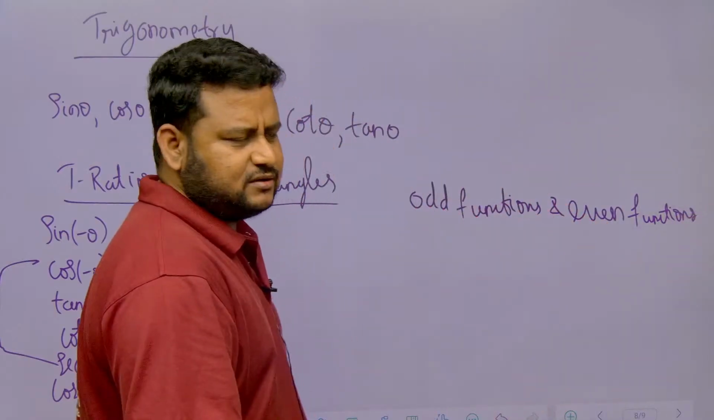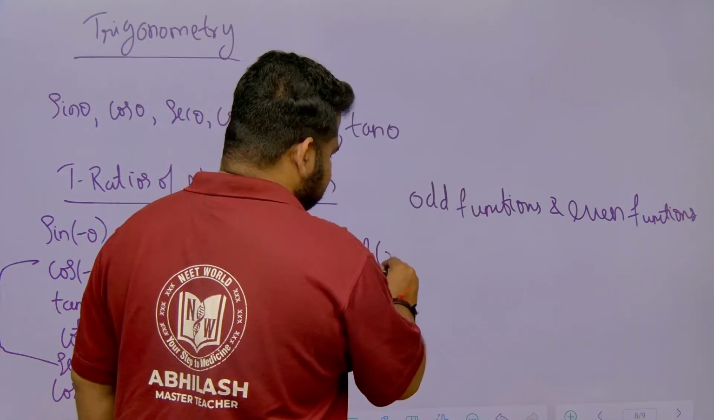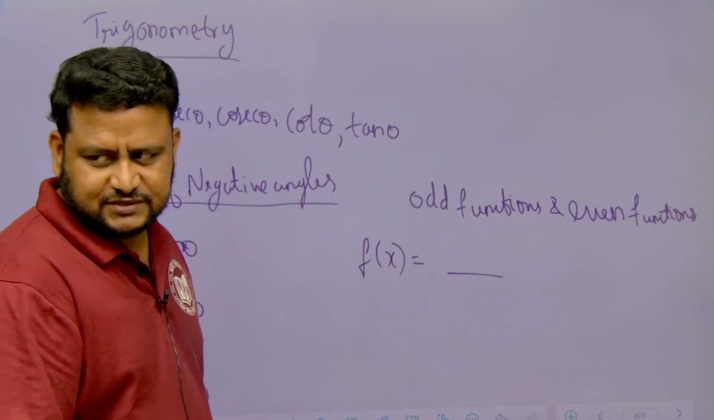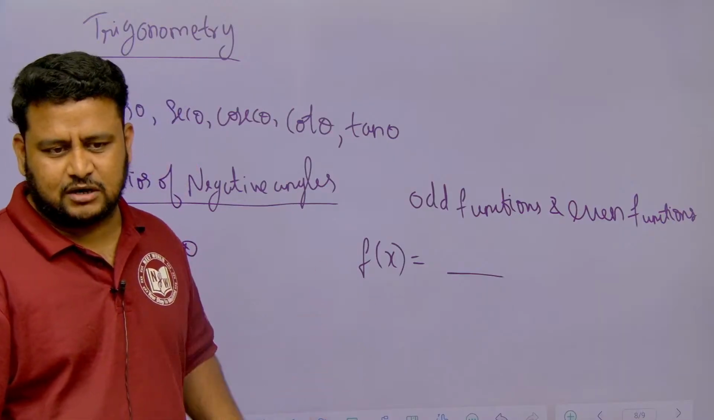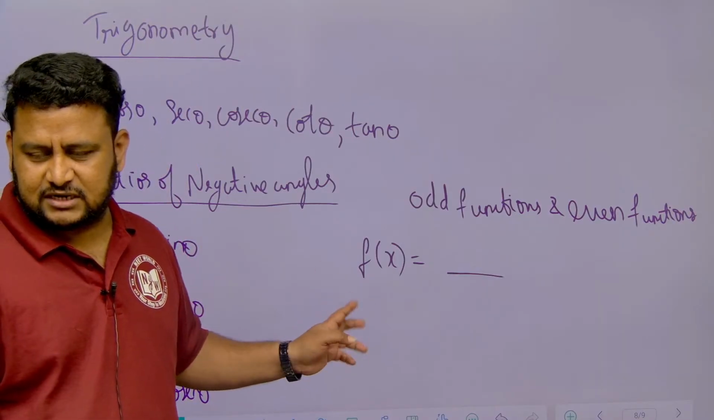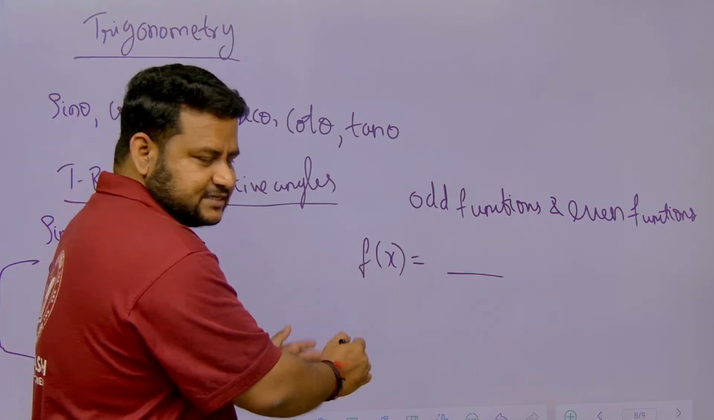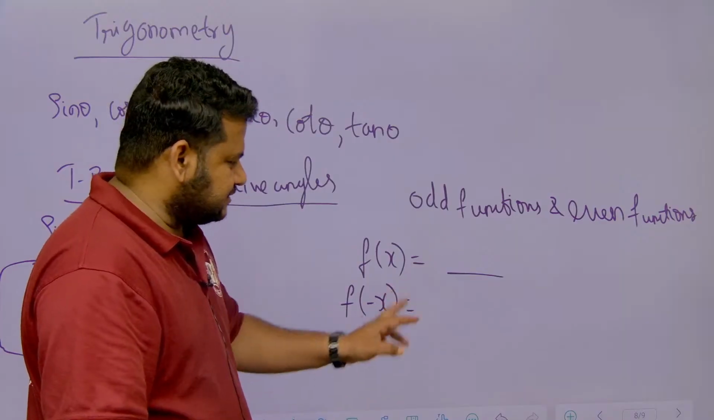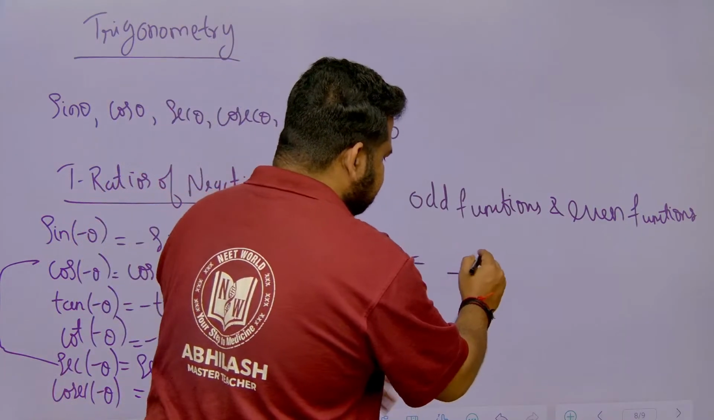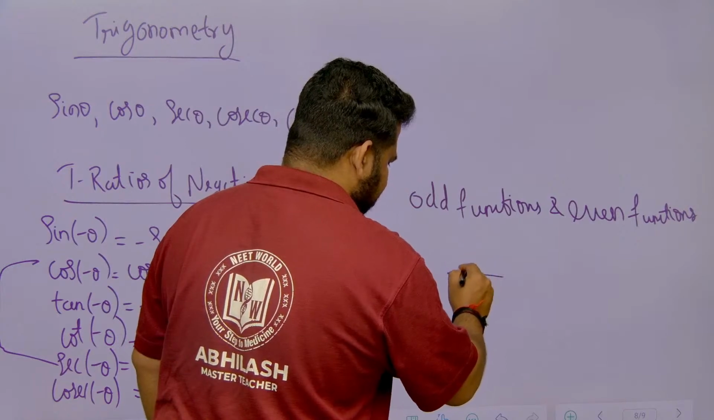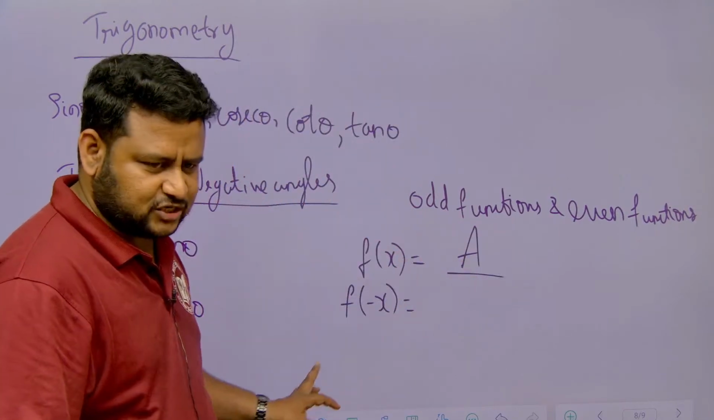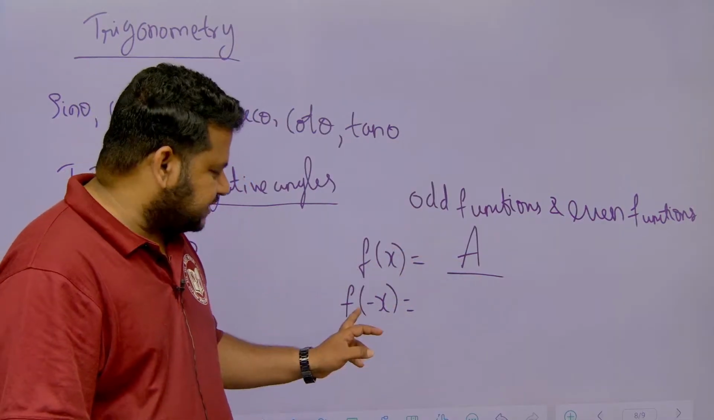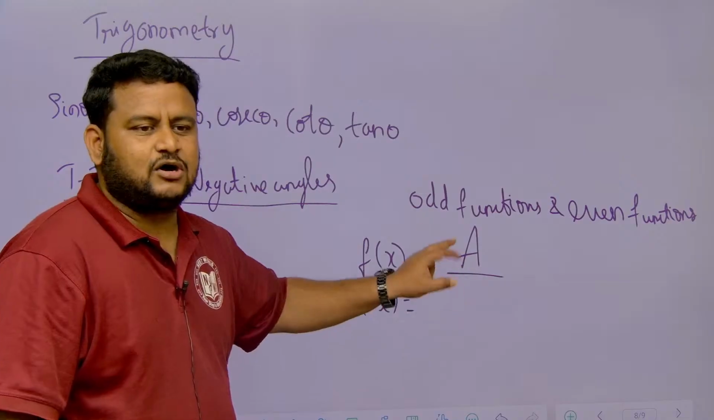Suppose they will give a function in the form of f of x is equal to some function. I want to check whether it is even or odd. That time, what we do is, instead of taking x, I will take f of minus x. Suppose the value I am getting here, let it be some value, capital A. Some function I have taken, f of x is equal to A. I want to check whether this A is odd or even.